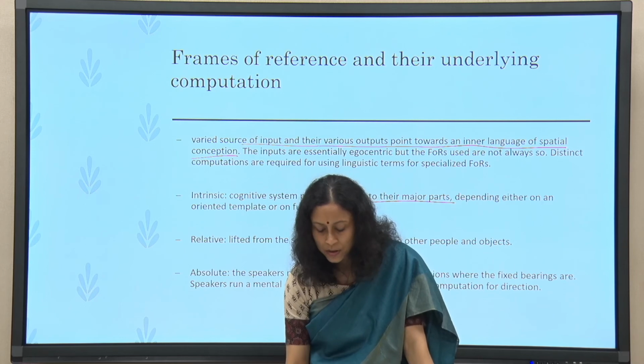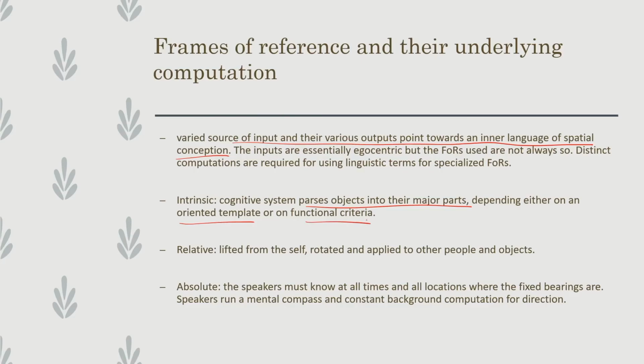It may depend on the oriented template or the functional criteria. So, the face of a building, the building was defaced, meaning that a building has a face. The front of a building, which is the front of a building? Typically the side of the building where the entry gate is. So, this is what we mean by functional criteria. An object takes up its own axis, its own coordinates, dependent on various kinds of criteria, either an oriented template like a tree or the building having a face and so on. So, this is how we parse the object.